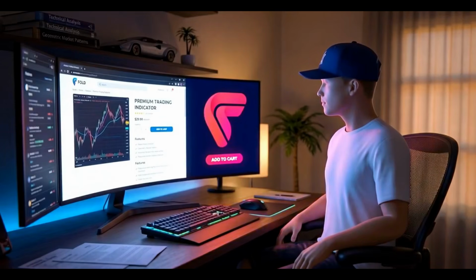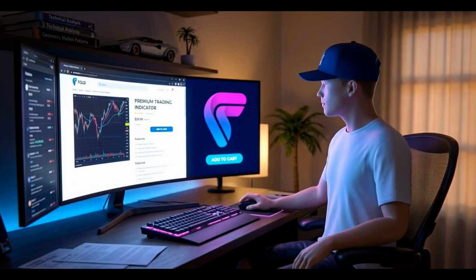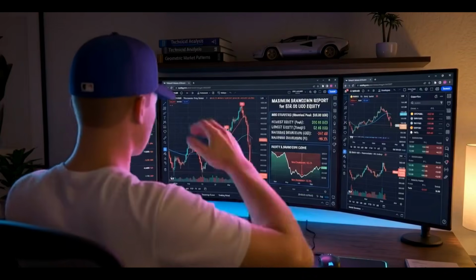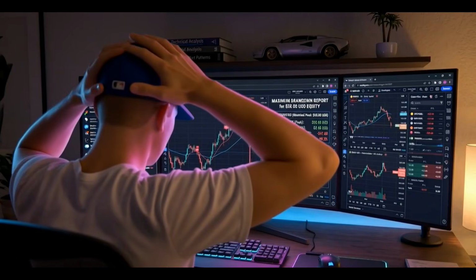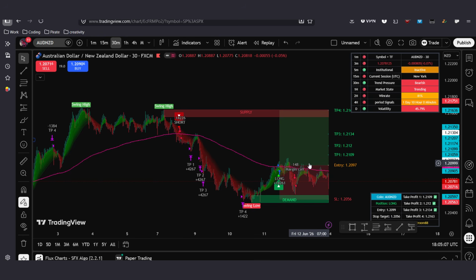Let's start with the ugly truth. Most small accounts don't die because the strategy is bad. They die because the account is small, the trader is impatient, and the market is not a charity. So when I say Flux Algo works well for any account size, I don't mean it magically prints money for everyone. I mean the logic scales. It doesn't require some giant position size to make the math work.